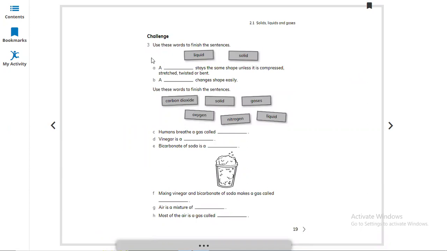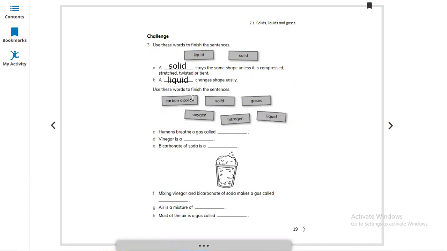Question number 3. Use these words to finish the sentences. We have liquid or solid. A dash stays the same shape unless it is compressed, stretched, twisted or bent. So what do you think? Is it liquid or solid? Obviously, it's solid. So we write solid here. A dash changes shape easily. So a liquid changes shape easily. In whichever container you put the water, it changes to the shape of that container. So it's liquid.